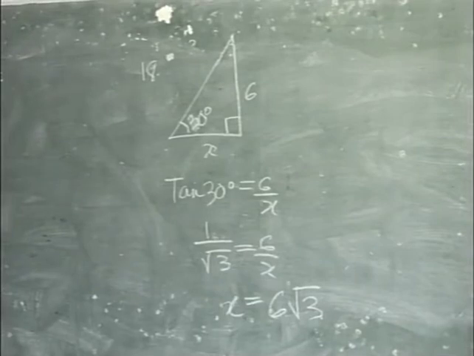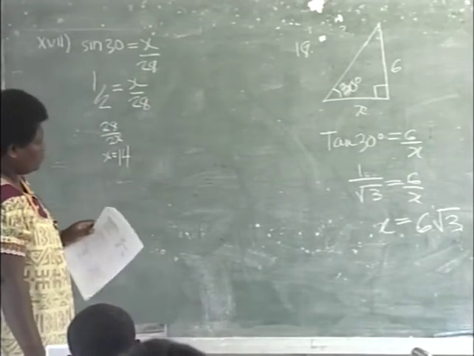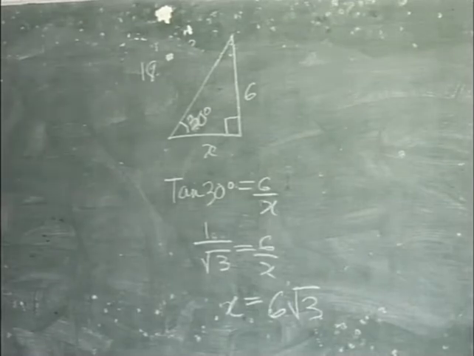Okay, good. For 17 the answer is 14 for x, and for 18 it's 6 root 3. Next, two for 19 and 20.